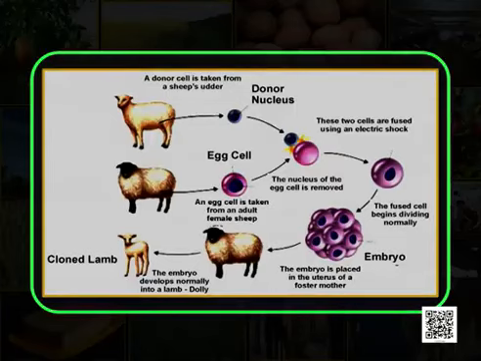It was also cloned in a similar manner as you can see in this figure. A donor cell is taken from a sheep's udder and the nucleus of this is removed. Similarly, the egg cell is taken and the nucleus of the egg cell is removed. Now, the donor nucleus is introduced by electric shock into this egg cell and the fused cell begins dividing normally. When the blastocyst stage is reached, this embryo is placed in the uterus of a foster mother and the embryo develops normally into a lamb which was named Dolly.